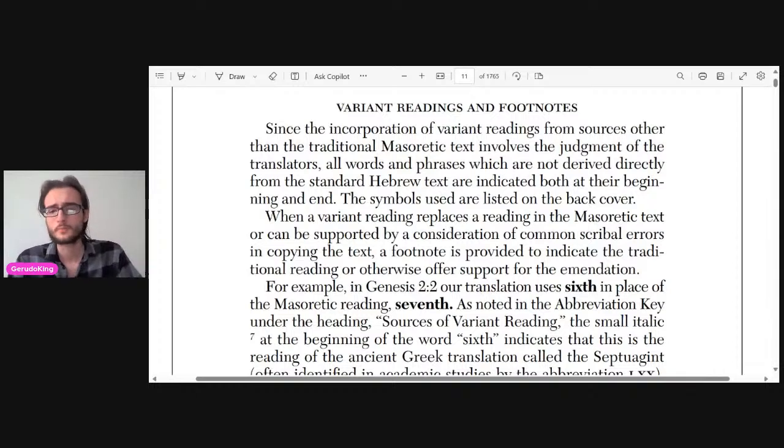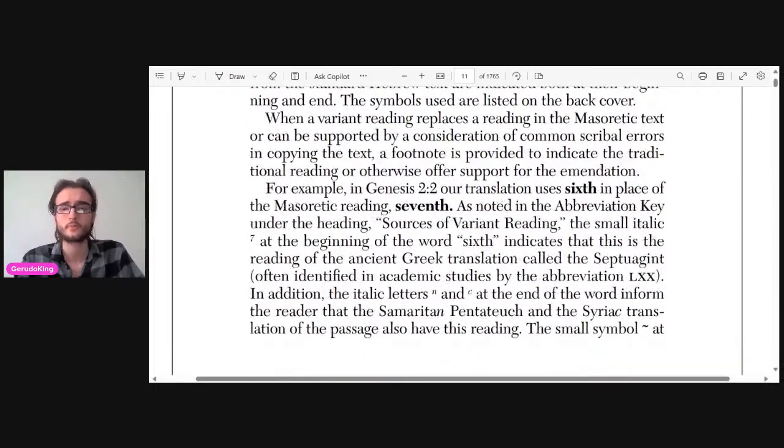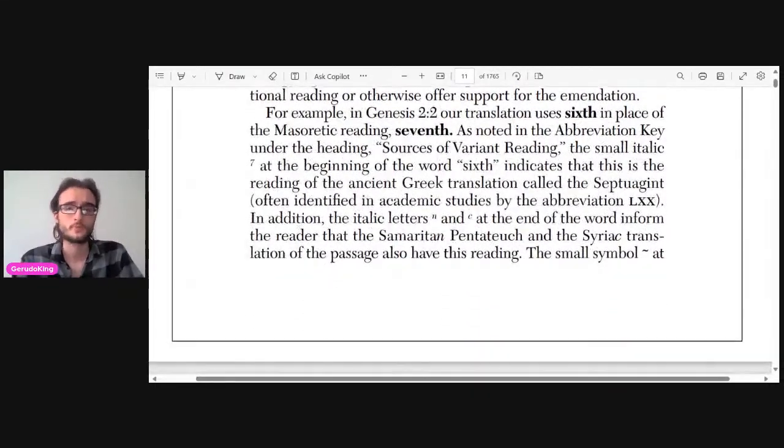When a variant reading replaces a reading in the Masoretic text or can be supported by a consideration of common scribal errors in copying the text, a footnote will be provided to indicate the traditional reading or otherwise offer support for the emendation. For example, in Genesis 2:2, our translation uses sixth in place of the Masoretic reading seventh.